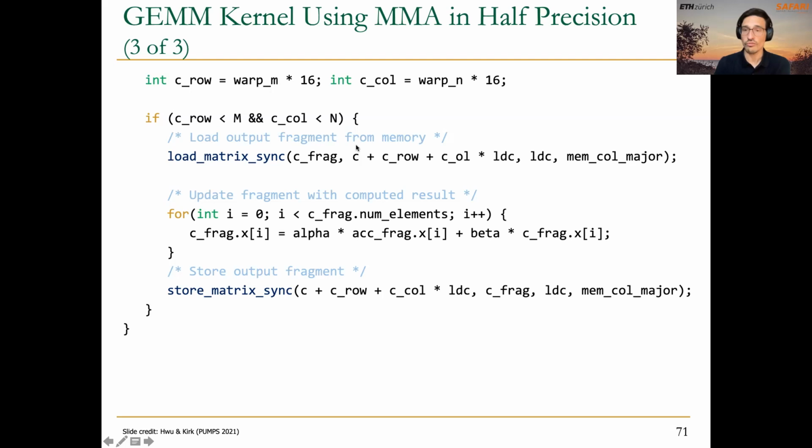as well in order to load a fragment from the output matrix C, because we need to keep accumulating in this output matrix C. So we first load the fragment from matrix C into the corresponding fragment, then we perform this addition operation where we are adding the accumulator fragment and the C fragment multiplied by the corresponding constants if there are any of these constants in our program. And finally, we store the fragment into the corresponding location of the output matrix.